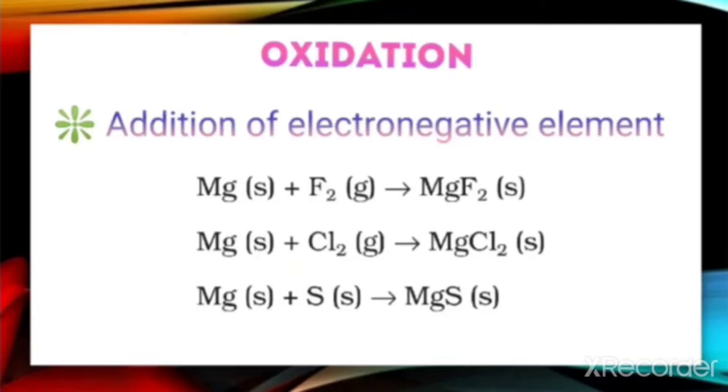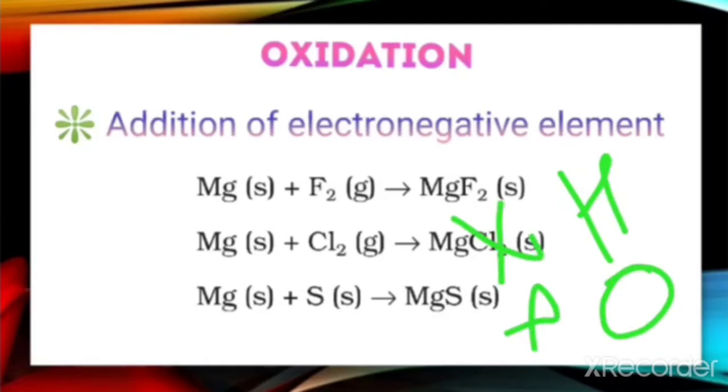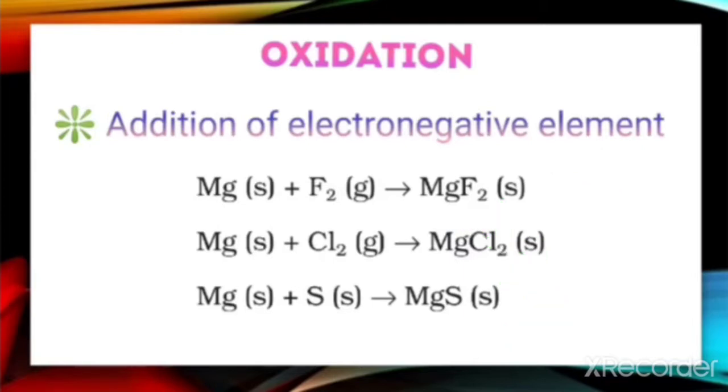That means when you look at this equation, there is no hydrogen and there is no oxygen. So if there is no hydrogen and oxygen, how can we define an oxidation? That is on the basis of electronegative element. When you look at here, magnesium on the reactant side and on the product side, from here to here there is an addition of fluorine. That is an electronegative element compared to magnesium.